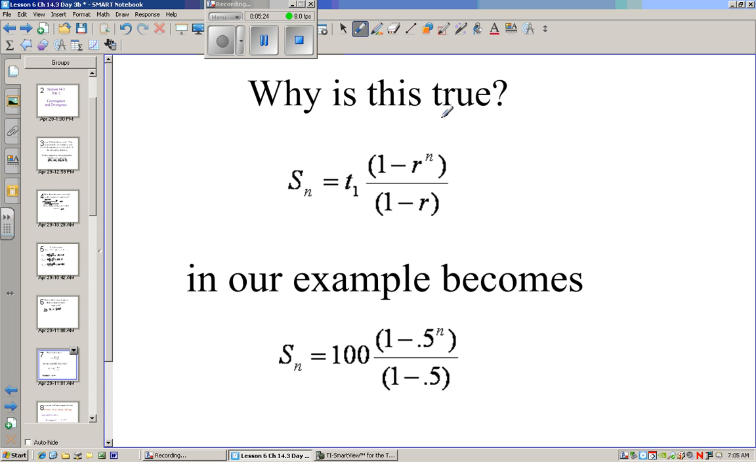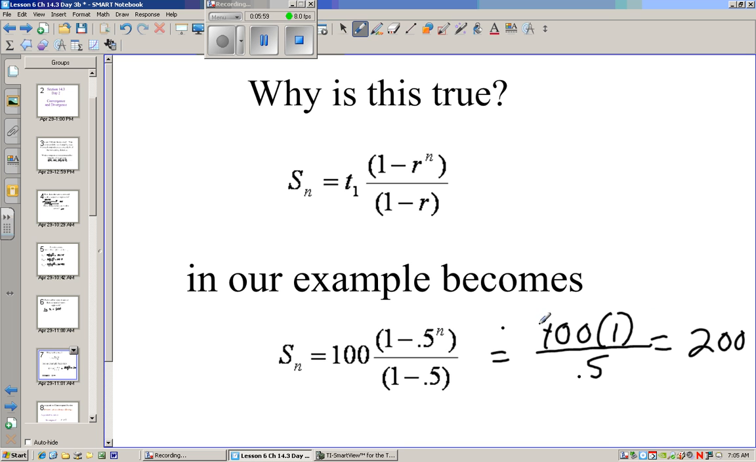Now, let's think about why this is true. In our example, 1 minus 0.5 to the n, as n gets very, very big, what happens to 0.5 to the n? 0.5 to the 1 millionth power is essentially 0. So then we would have 100 times 1 minus 0, which is 1, divided by 1 minus 0.5, which is 0.5. So 100 divided by 0.5 is going to be 200.